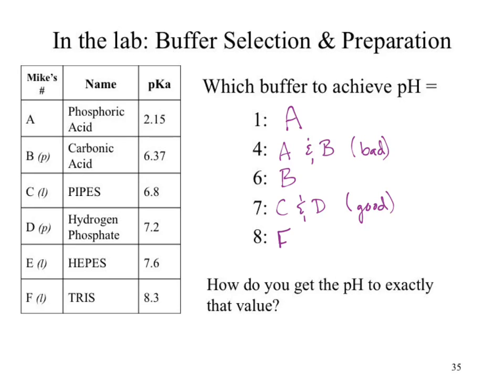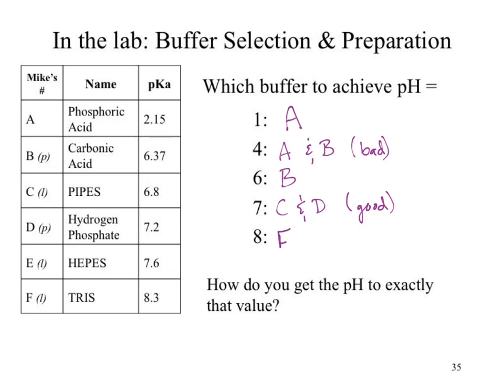Just realize the larger shift that you're trying to make, the less ability you're going to have to buffer well, because you've now run out of that species to be able to buffer adding a strong acid or strong base. Does that make sense?